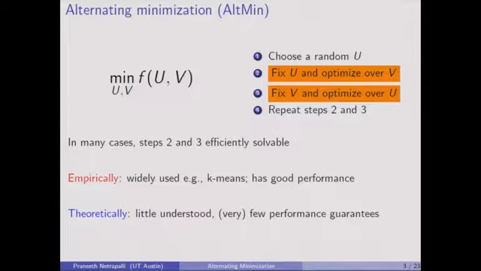Alternating minimization is a meta heuristic for solving a large class of optimization problems. Suppose we want to minimize a function f, where the variables can be partitioned into two sets, u and v. We choose a random u, and we fix this u and optimize over v, and then we fix this v and optimize over u. In many of these machine learning settings, it turns out that even when the global optimization problem is hard to solve, we can solve each of these individual problems very efficiently. And because of this efficiency, empirically, this algorithm is very widely used.